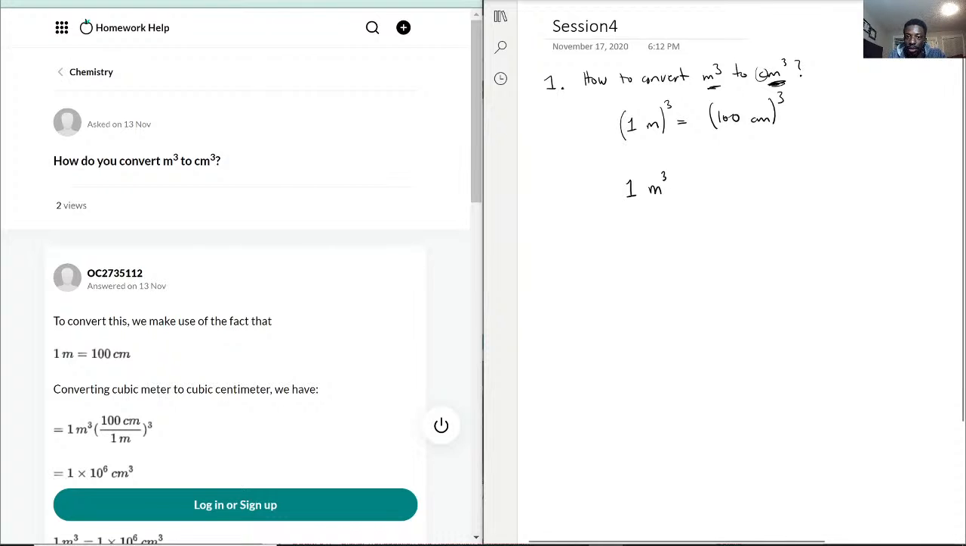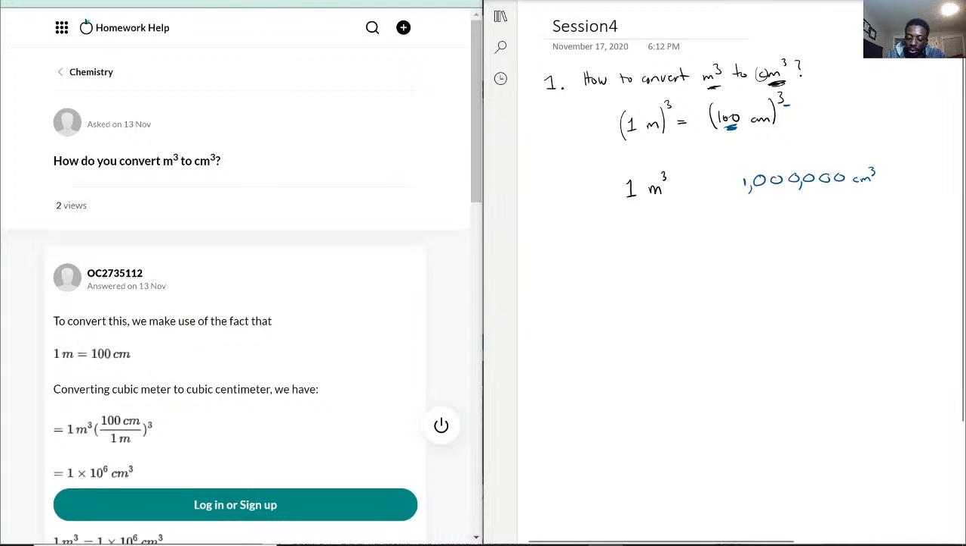But 100 cubed, think of the zeros it has. You have 2 zeros here, and you want to cube it, so you want to do these 2 zeros 3 times. So you have 0 0 0 0 0 0. This whole number right here is 1 meter cubed. It's going to be 1 million centimeters cubed.